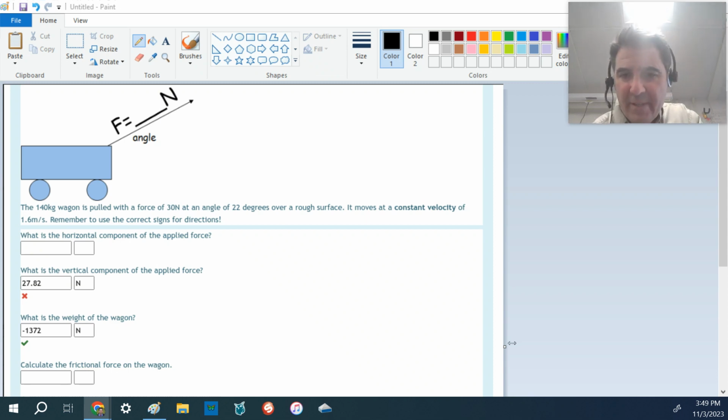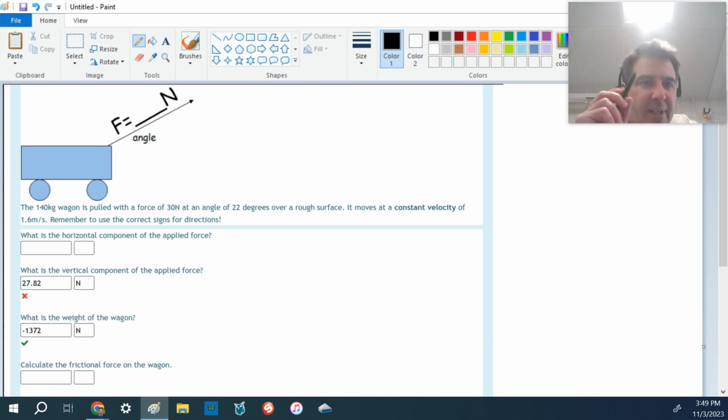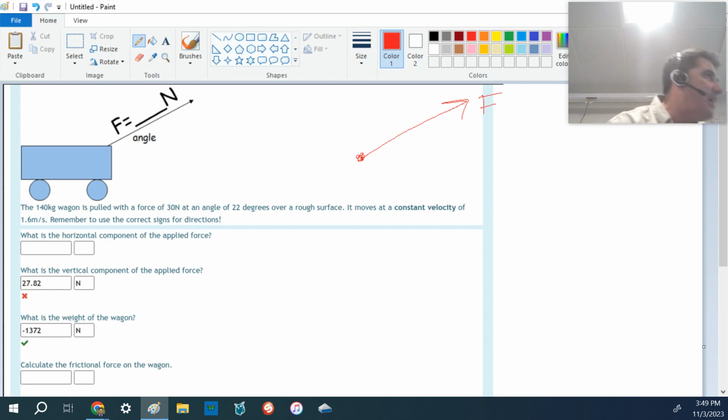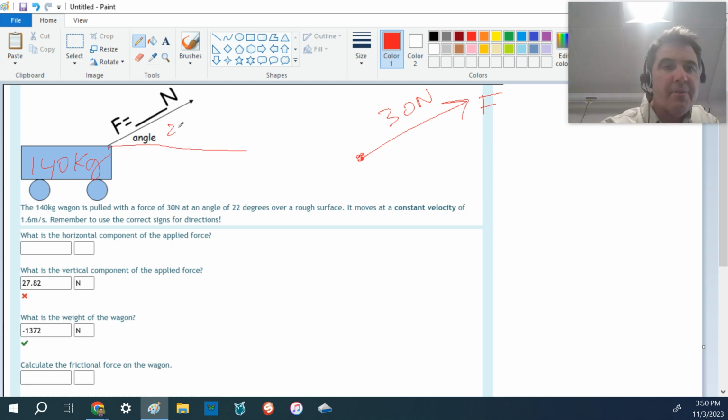Okay, so the way you do these is you have your force diagram will be like this. So let me make a dot, right? And this thing is being pulled at an angle, and we're going to call that FA. You could call it FA or FT. It doesn't really say, but it could be either. And it says the mass is 140 kilograms, and it's pulled at a force of 30 newtons, and this angle here is 22 degrees.